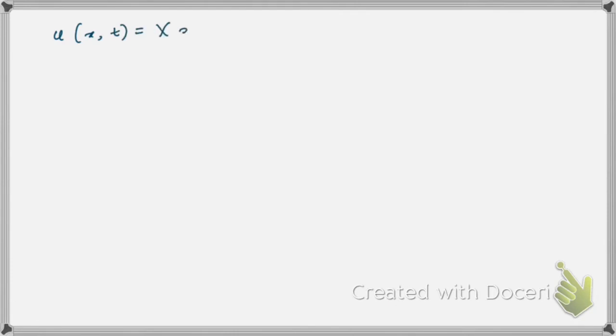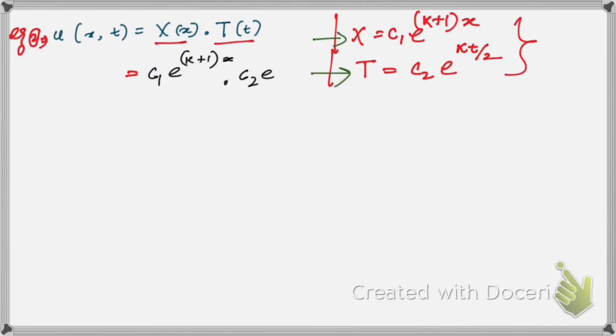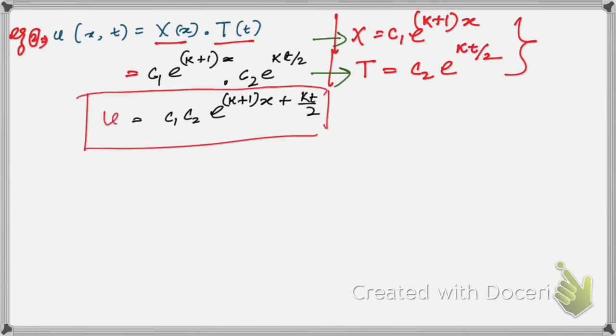So we will get the result. This is equation number 2, and the value of capital X we have got this, and capital T we have got this. Now put these values here and simplify, then you will get this result. So this is your result. That's how we can solve. So hope you have understood this.